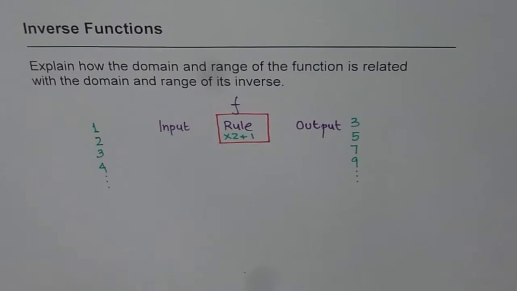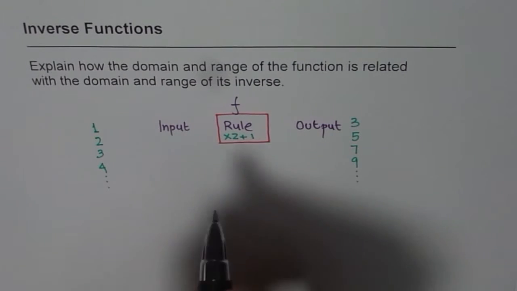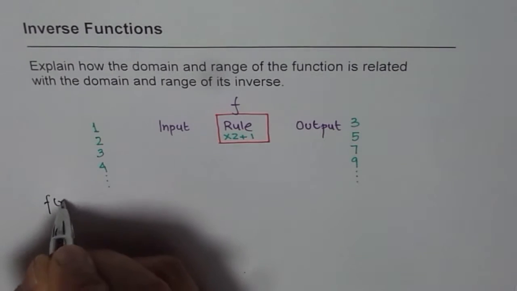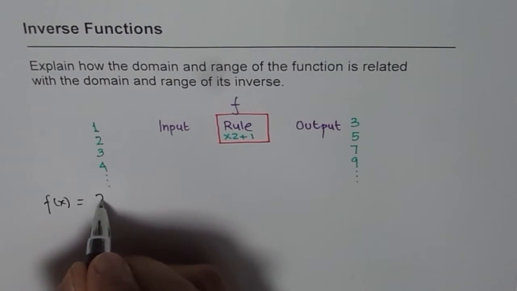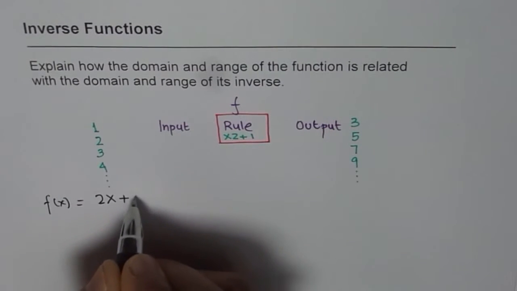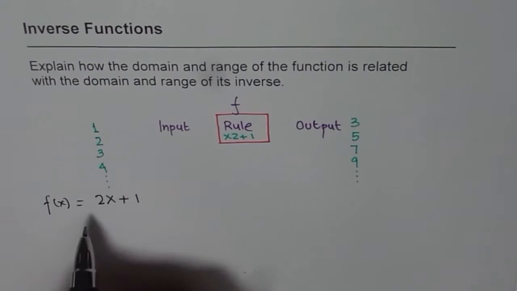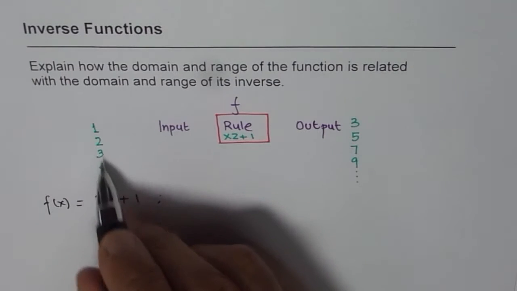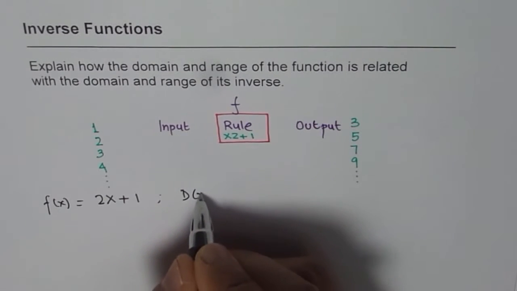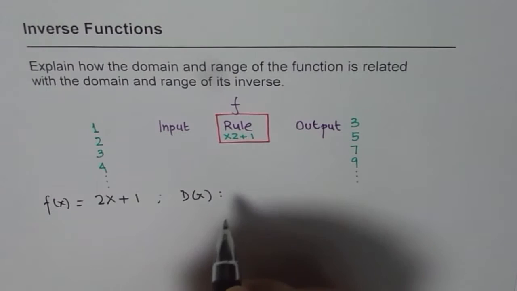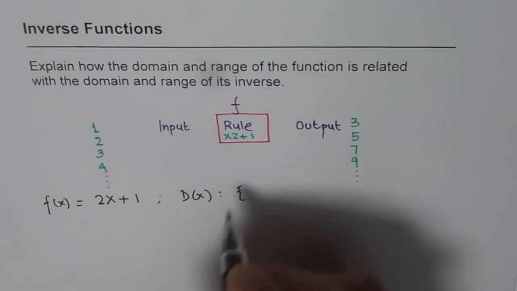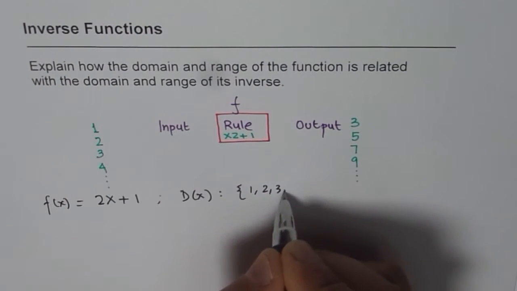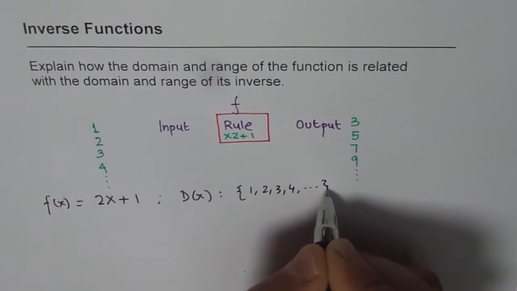Now, in this particular case, what do we have? We have defined a function, right? So we say function f of x is 2 times the input plus 1. And for this particular function, what is the domain? Domain is set of these numbers. So we say domain x for the function is set of natural numbers. Let us say 1, 2, 3, 4, and so on.